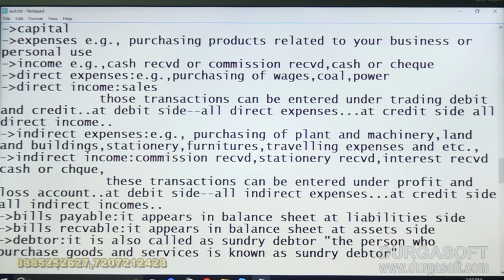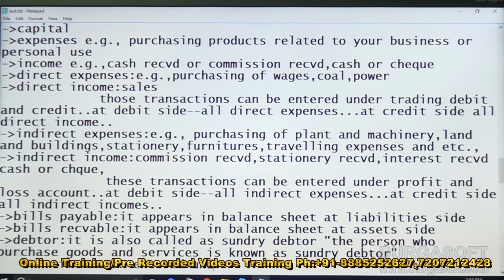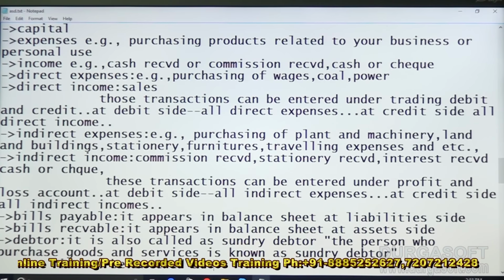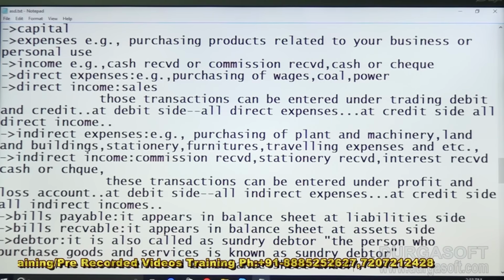Okay, and balance sheet assets. We can enter in a balance sheet the doubtful debts, and reserve for bad debts we can see later in adjustments. Here it can be entered at balance sheet under assets side.